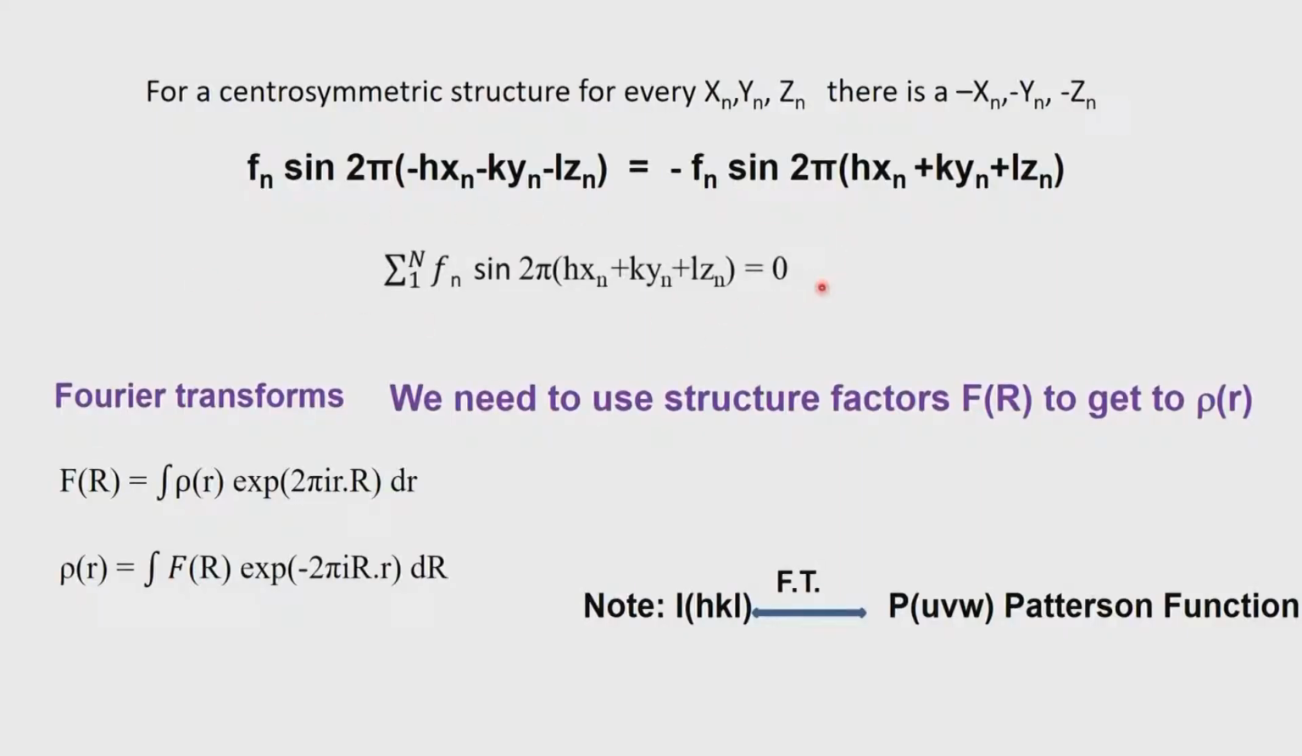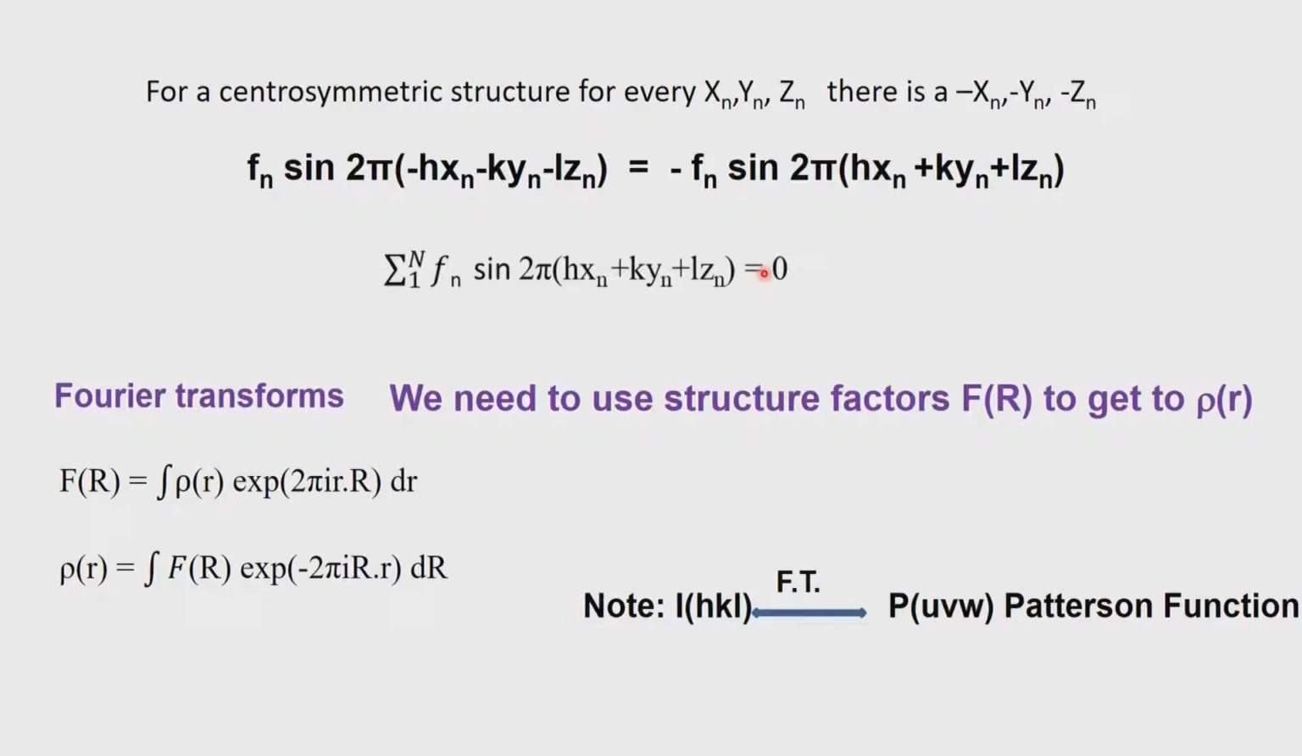The reason why that becomes 0 is that the sine of 2 pi of minus hx minus ky minus lz, which comes under the summation, is equal to minus fn sine of 2 pi of hx plus ky plus lzn. So, when we take this expression and combine it with the fn sine of 2 pi of hx plus ky plus lzn, they cancel each other, and therefore we get 0. So, the summation over 1 to n, all the atoms, of the sine terms in any centrosymmetric structure is equal to 0, which means that the phase associated with centrosymmetric systems is always a real value. It cannot be an imaginary value.